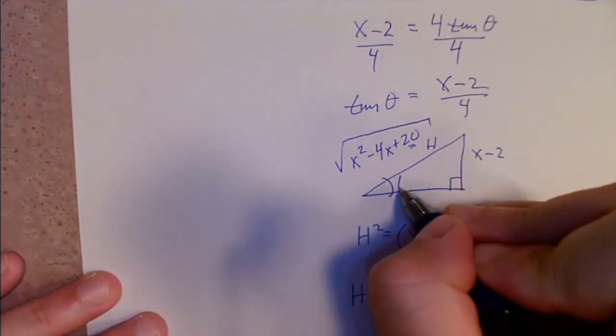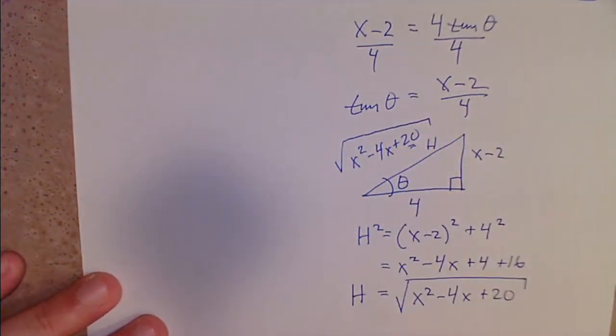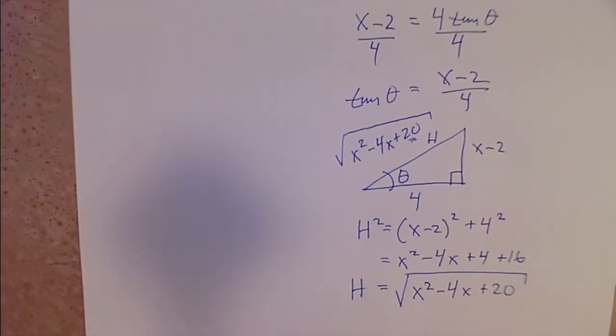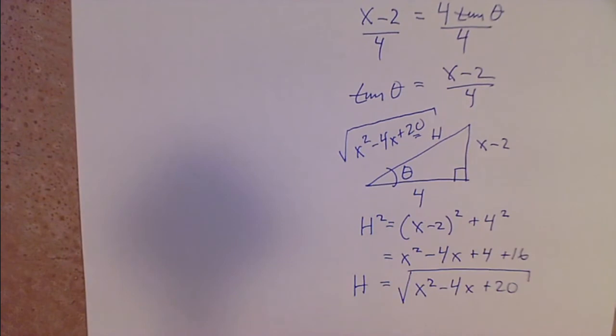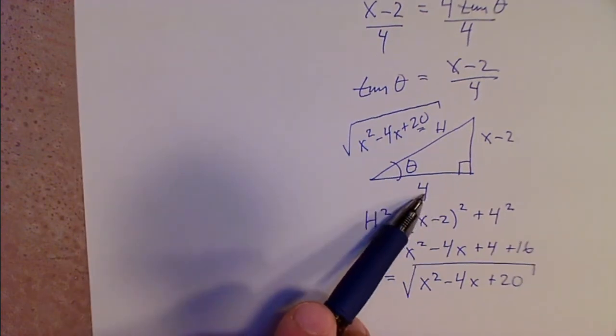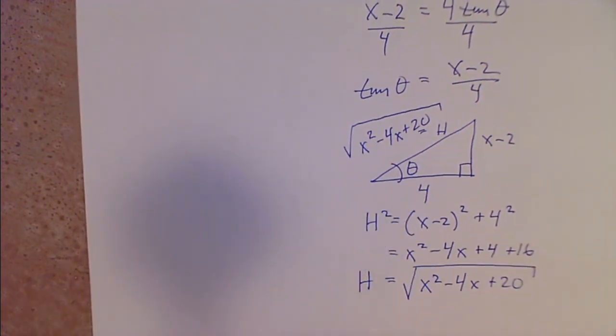And so if this is theta right here, I can go ahead and substitute every single one of those secant thetas and tangent thetas with what I have right here. Right? Tangent theta is x minus 2 over 4. Secant theta is hypotenuse over adjacent. Right? So let's go ahead and do that.